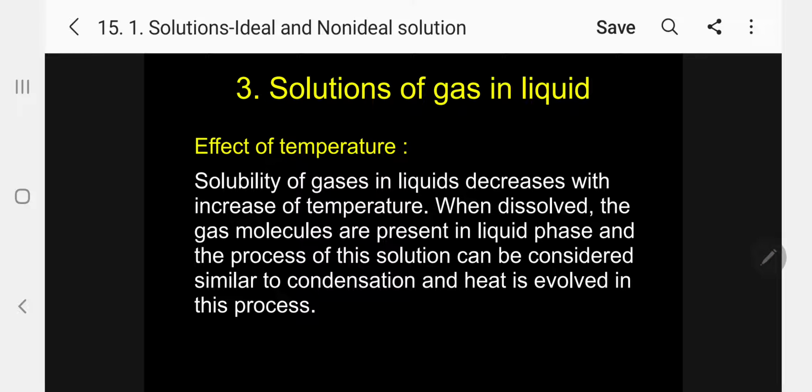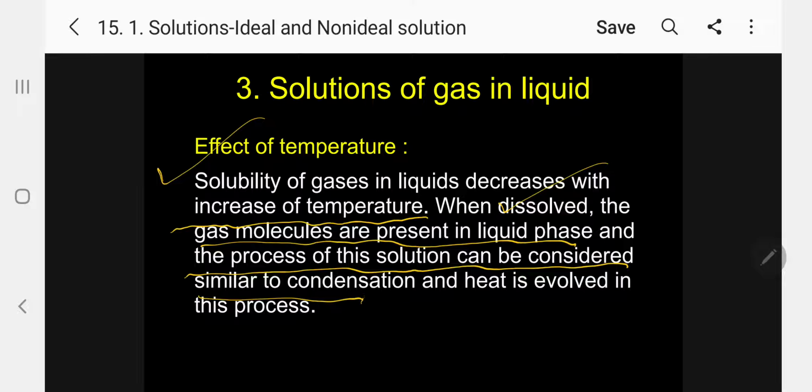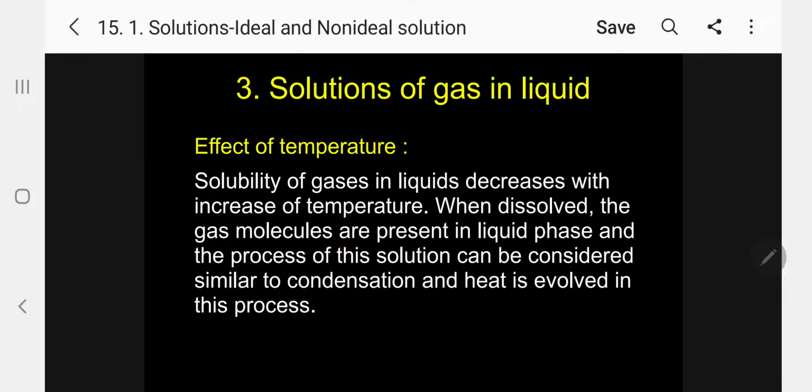In the case of gaseous solute in liquid solvent, solubility of gases in liquids decreases with increase of temperature. Whenever the temperature increases, solubility decreases. When dissolved, the gas molecules are present in the liquid phase, and this process of solution can be considered similar to condensation, and heat is evolved in this process.